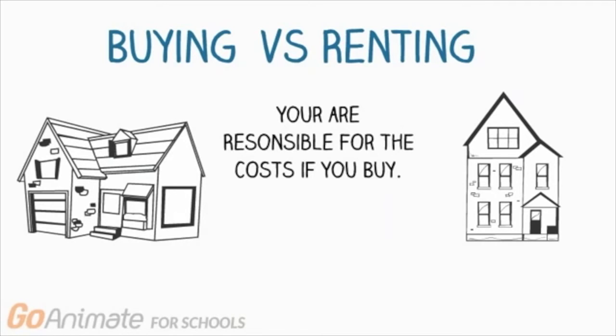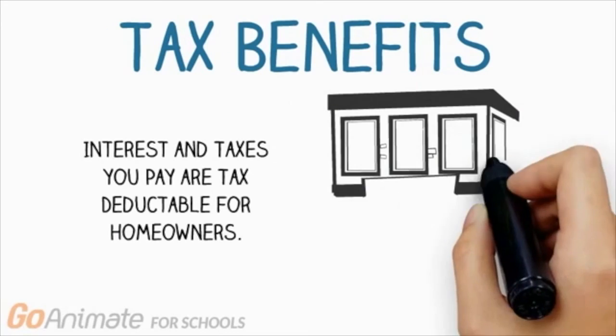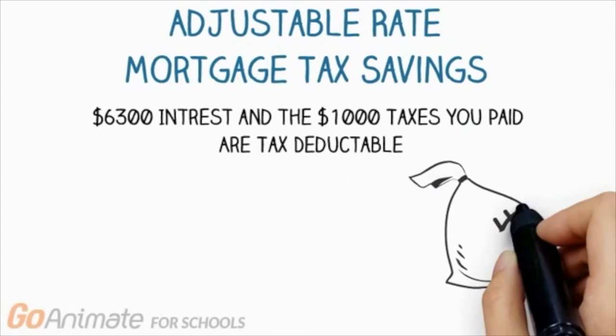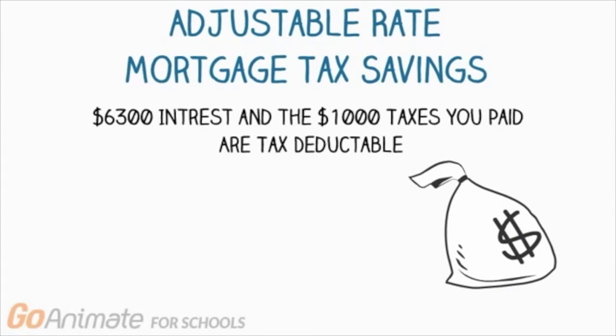One final thing about home ownership. One of the things that is really important as a homeowner is that you get some tax benefit. All the interest you pay on a mortgage is tax deductible. Also, your taxes that you pay on your home ownership are tax deductible. That's a major benefit. For instance, in the example that we gave about the adjustable rate mortgage, the $6,300 you paid in interest and the $1,000 you paid in taxes, those would all be tax deductible. So the $7,300 that you spent on this is a deduction against your income tax.